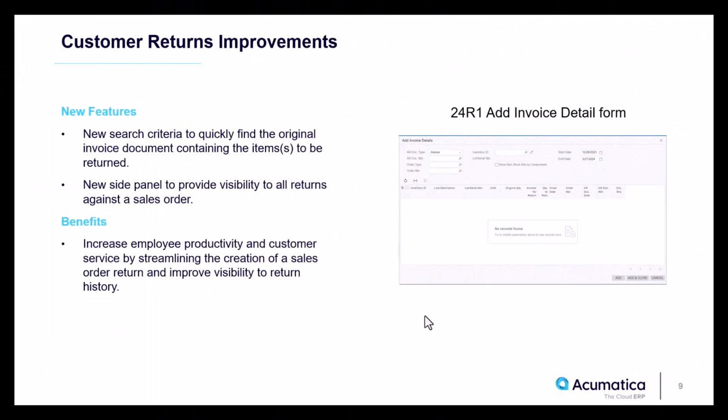In summary, in 24R1, the customer returns process has been streamlined, improving employee productivity and customer service. New filters on the Add Invoice Detail form make it quicker and easier to find line items to add to a return. And the new Related Returns document side panel provides visibility to all returns against a sales order.